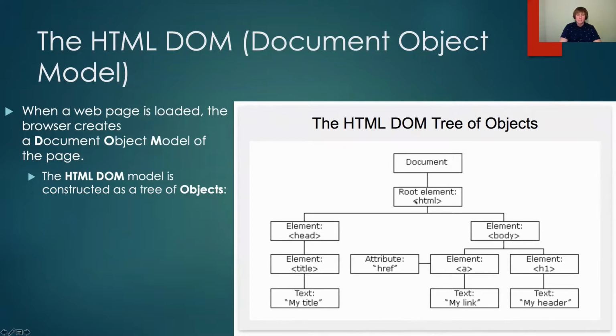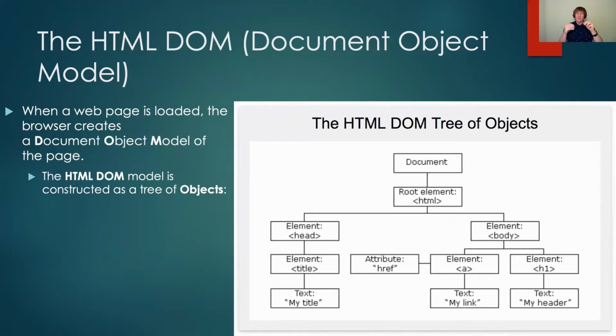Now, inside the HTML element after the head, I have the body. Inside the body, let's say I have an A, which is a link. Inside the link, I have an href, which is an attribute. Inside the start and close tag, I have text for the link. The next element in the body is an h1 tag. Inside the h1, I'll have text called my header. And the tree will go on and on depending how big your page is.